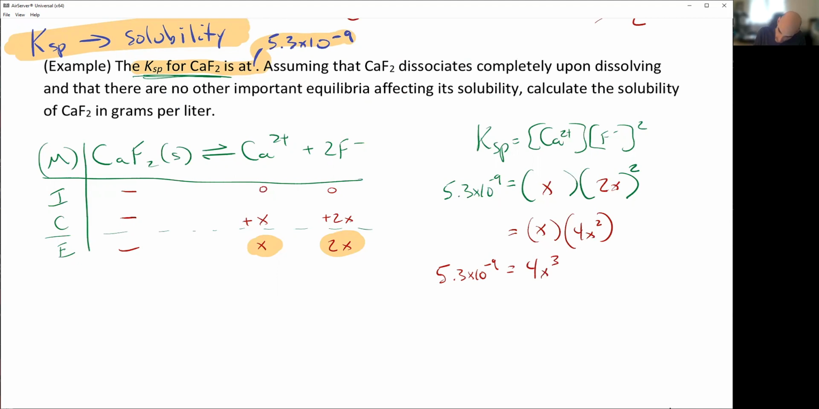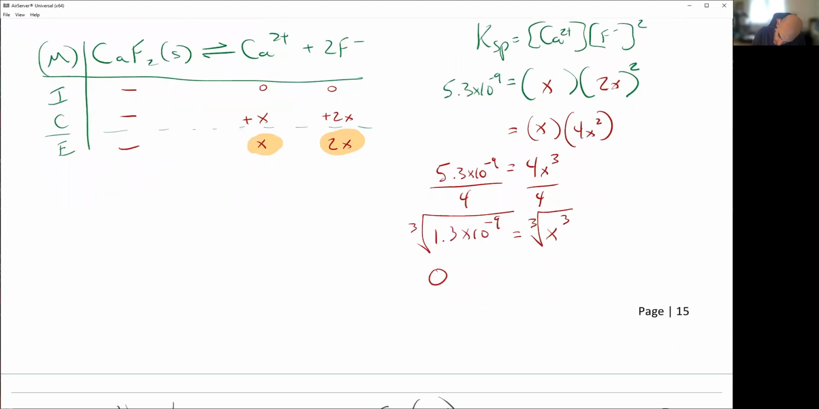And let's solve for X. So I'm going to divide both sides by 4. Once I divide both sides by 4, I end up with 1.3 times 10 to the negative 9 equals X cubed. Then I'm going to take the cube root of both sides. Taking the cube root of both sides gives me a value of 0.0011 is equal to X. Again, the X value is my molar solubility.